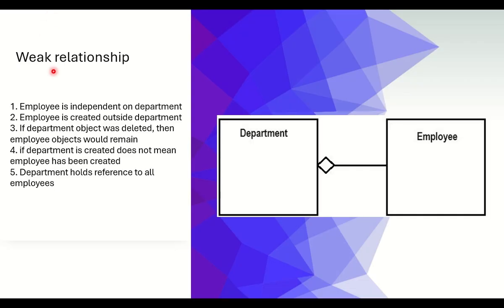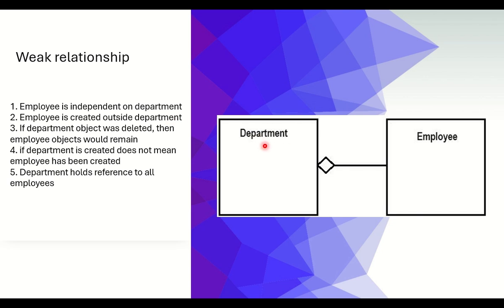Yes, it is a weak relationship. However, these employee objects are independent of the department. So all these employee objects are created outside the department. Why outside the department? What do we mean by outside the department? Employee objects are created outside the department's init. So the initializer, or in other words the constructor, will not be creating employee objects. Employee objects will be created outside the department.